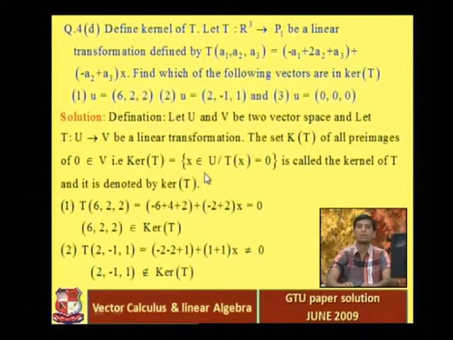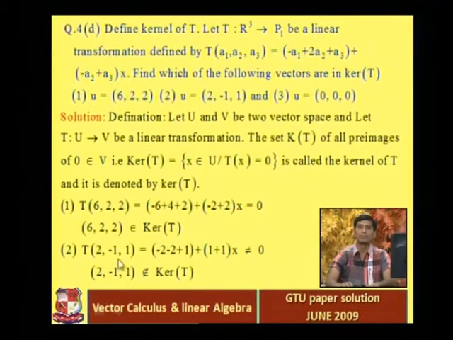The kernel of T is equal to {X belongs to U such that T of X is equal to 0}. Now it's quite easy to check whether these three vectors are in the kernel of T or not. Just check T of (6, 2, 2). We already have T of (A1, A2, A3) as defined in the definition, so just put 6, 2, 2 instead of A1, A2, A3 in the definition. We can write minus 6 plus 4, 2 into 2 4 plus A3, that is 2. So 0 plus 0 into X, so we get 0. So definitely (6, 2, 2) belongs to the kernel of T.